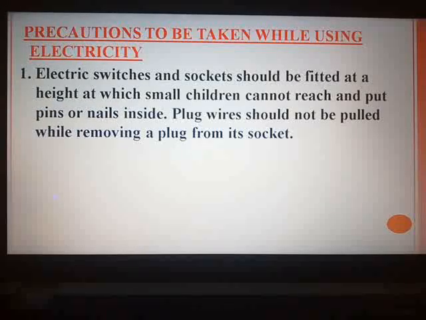Small children means, at least, below 5 years of age. They are very small. They do not know the harmful results of not handling electricity in a proper way. So with these switches and sockets, the children can do any type of experiments. They can put some pins, some nails inside those holes. So all these things which are very dangerous related to electricity should be fitted at a height, because at a certain height the children will not be able to reach there and accidents can be avoided.